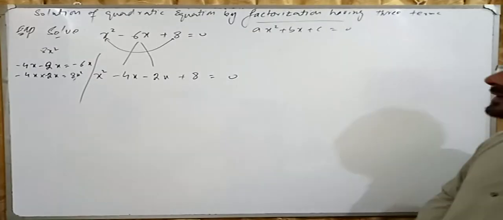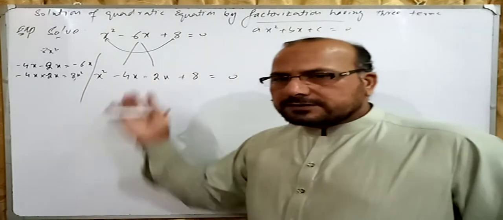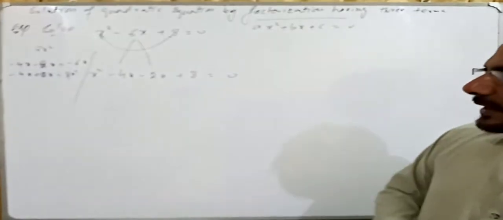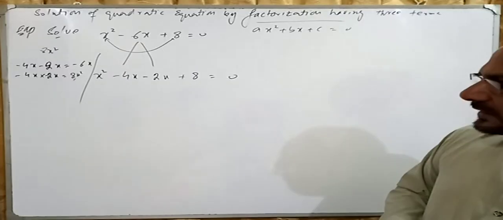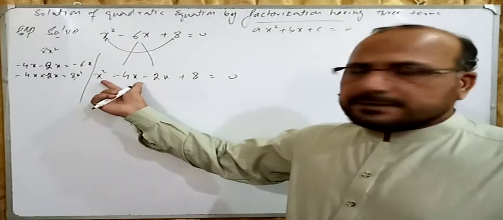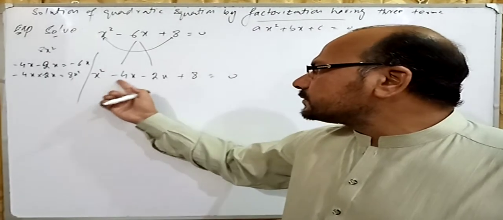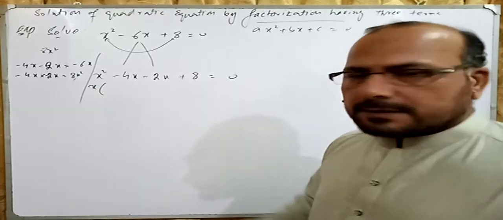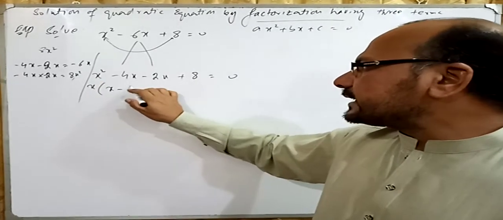Now if it's satisfying these two conditions, then we can put, otherwise we cannot put in any value. After that, you will make the pairs. What is common in these two? X. So take x common. What will remain? X minus 4.